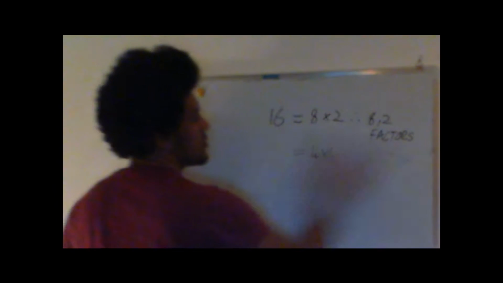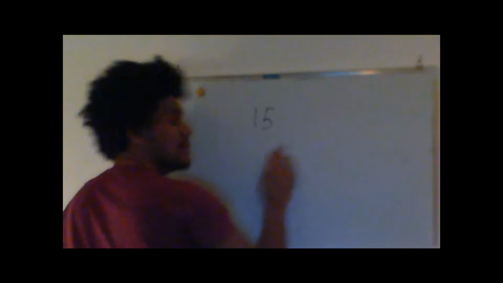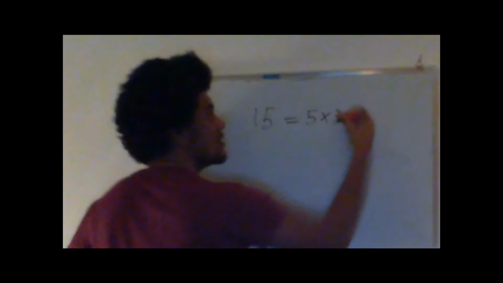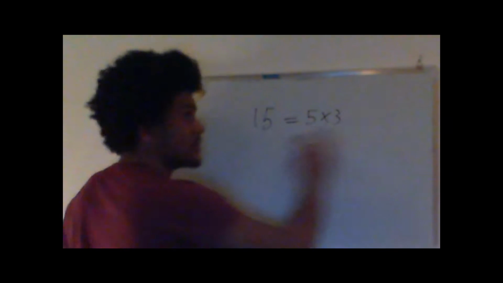If we look at another example quickly before moving on. If we look at 15, now 15 is equal to 5 times 3. So 5 and 3 are both factors of 15.